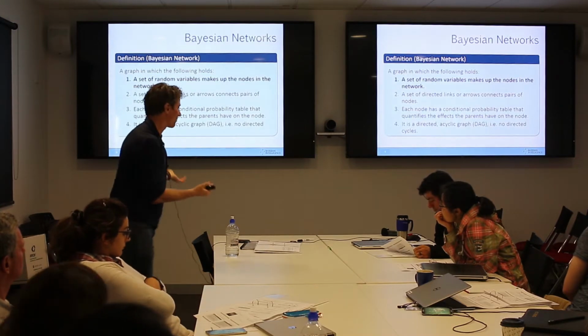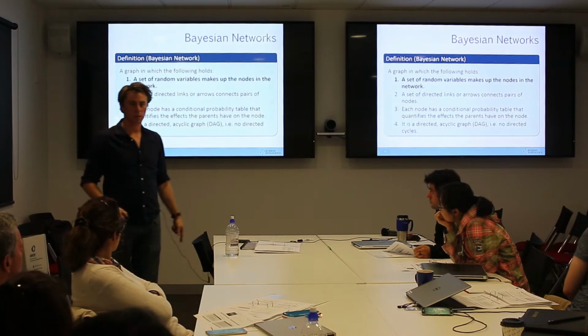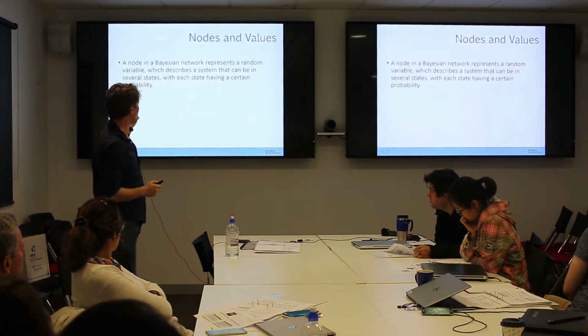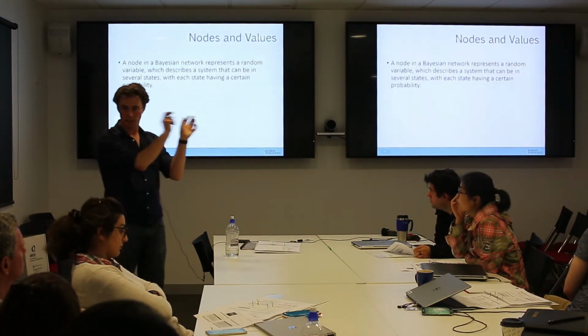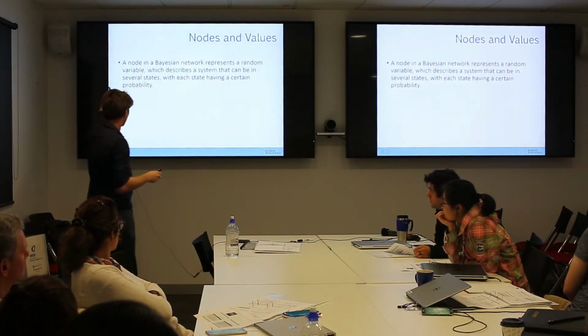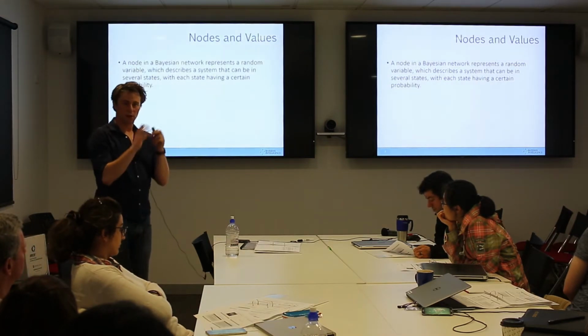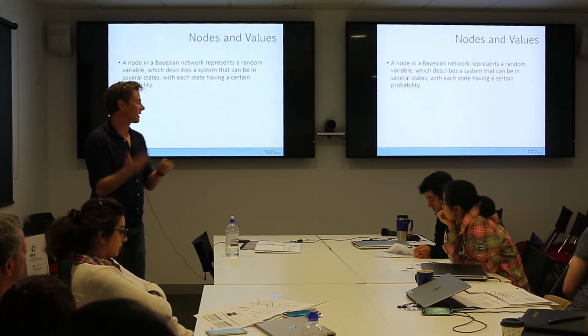So this is my process for building a Bayesian network. Our first bit is a set of random variables. We're going to go back to our problem and identify what are the random variables that we want in this problem. First of all, we've got these definitions of what nodes and values are. So we have our node, which is a random variable, which can take on any number of states.